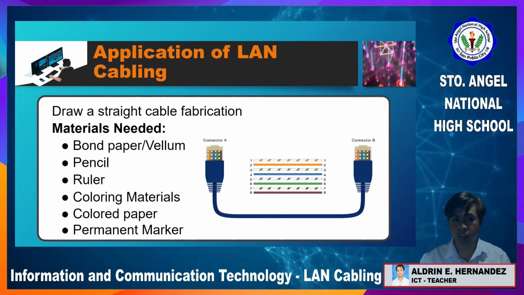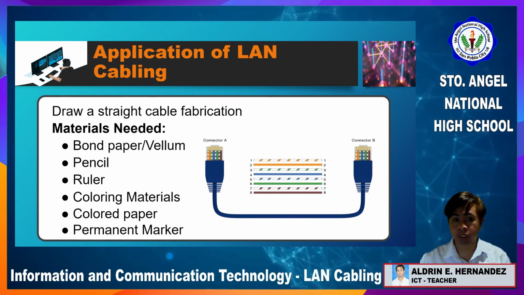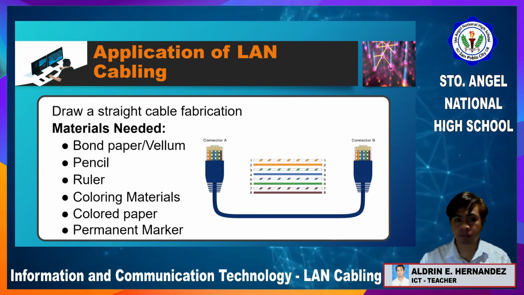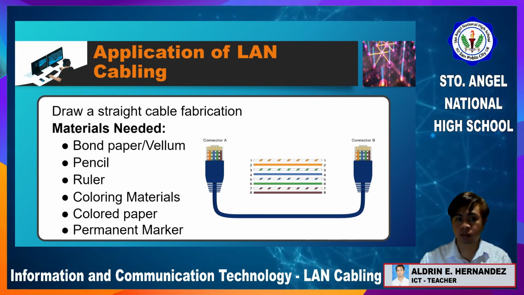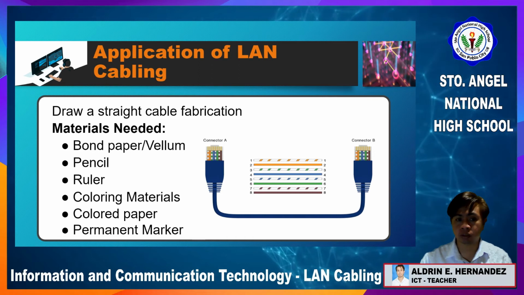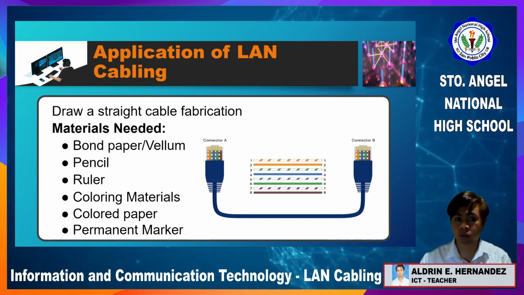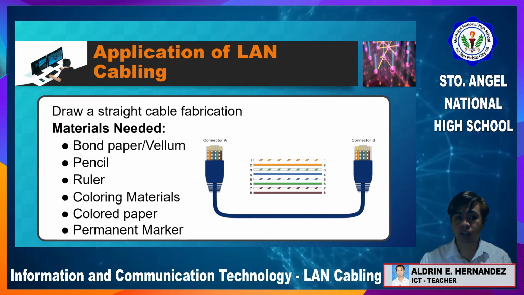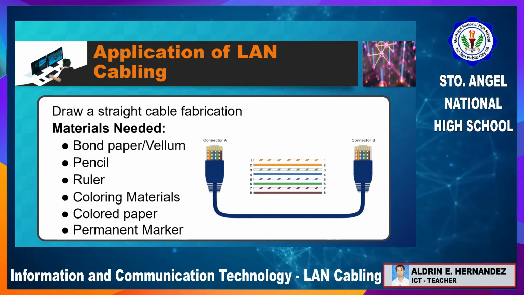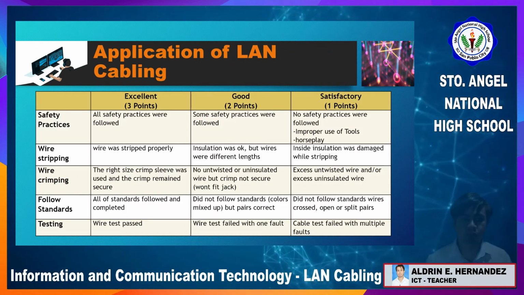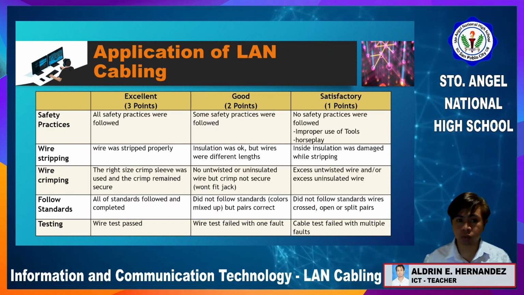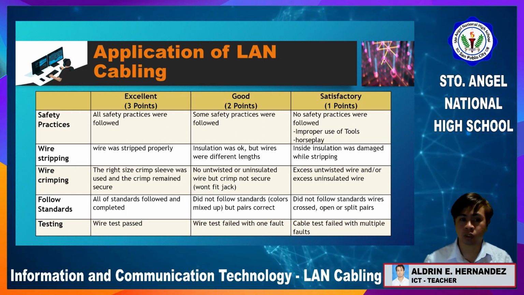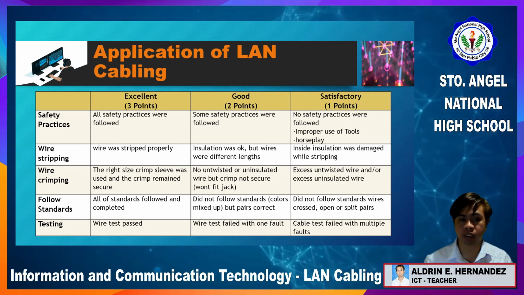For offline students, draw a straight cable fabrication. You may use the following materials in making your output, like bond paper or vellum, pencil, ruler, coloring materials, colored paper, and permanent marker. Class, in doing your activity, please be guided with the rubrics. You may now proceed in doing your activity.